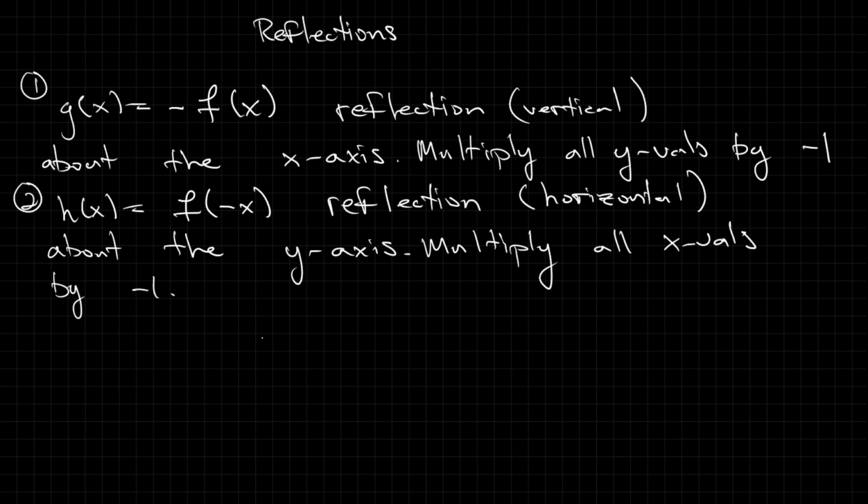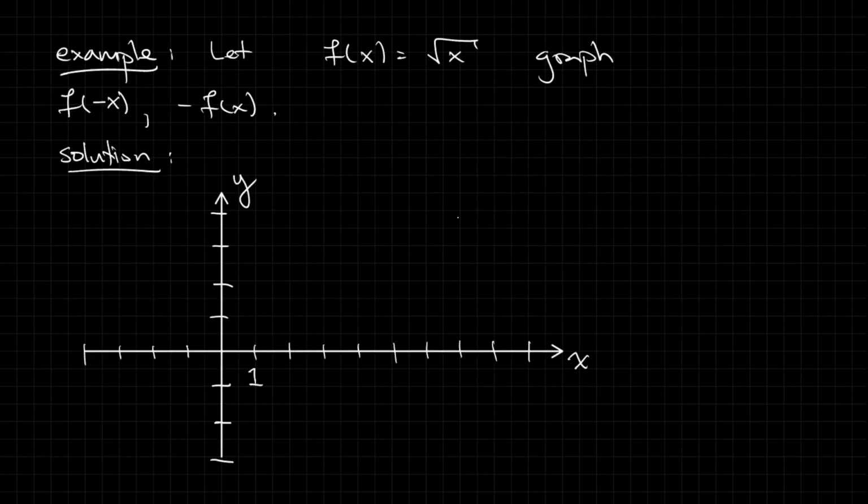So previously with shifts, we were taking all of the y values and we were adding and subtracting something, or we were taking all the x values and adding and subtracting something. In this case, when we have reflections, we're taking all of the x values or y values and multiplying them by -1. Let's do an example.